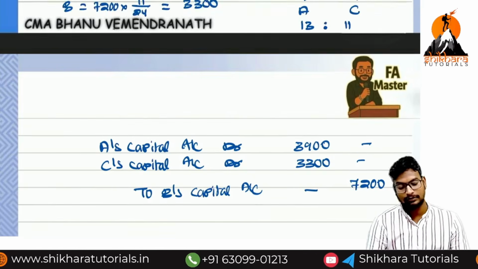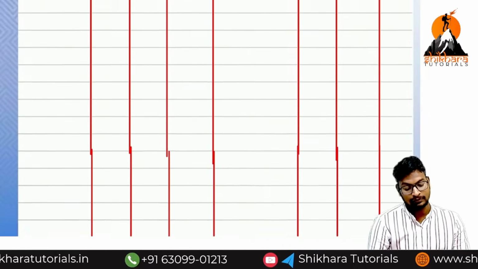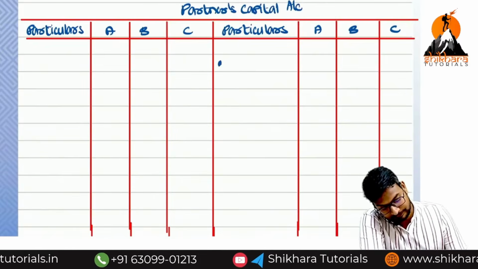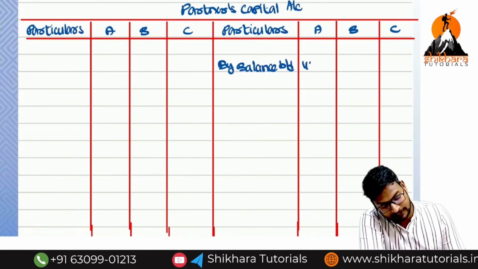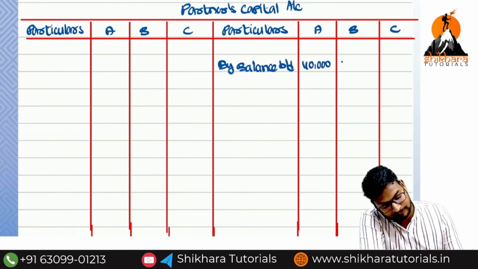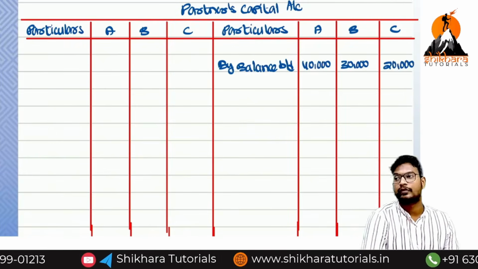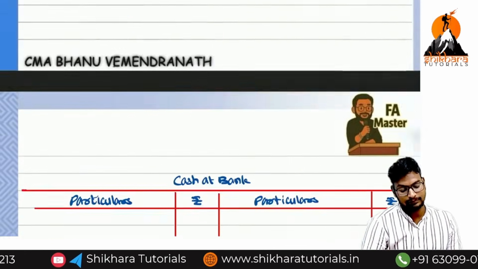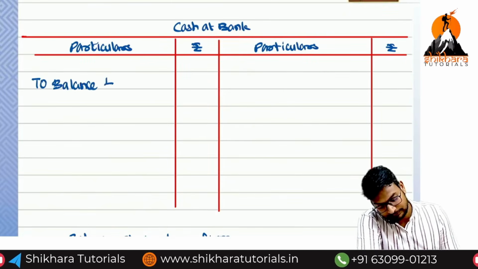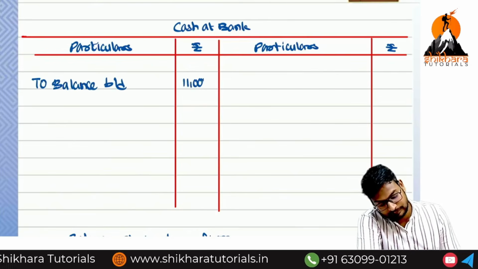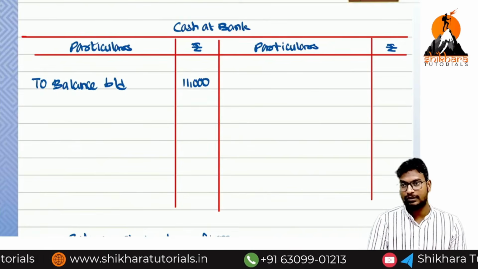Okay, na guys? So now we need to post all these things. First write the opening balances. What are the opening balances given, Amma? By balance brought down 40,000, 30,000, 20,000. What is the cash opening balance, Amma? The same process we have done before.